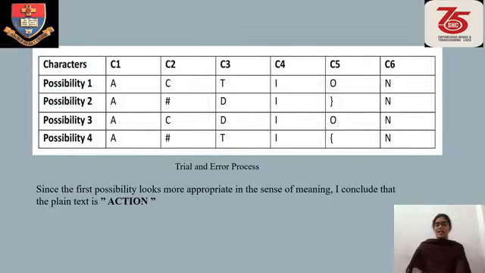By using the trial and error process, we will be able to find this table. Since the first possibility looks more appropriate in the sense of meaning, we conclude that the plain text is "action".